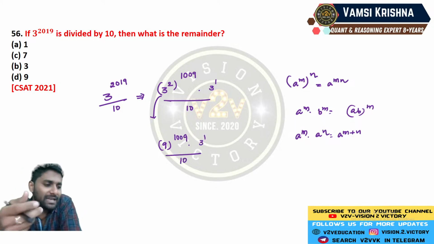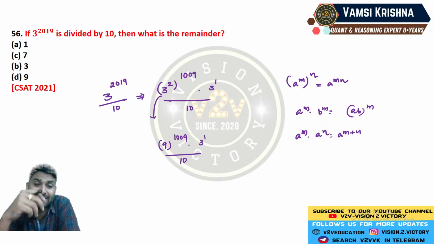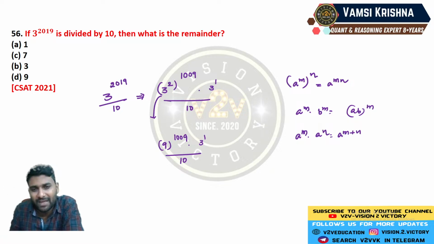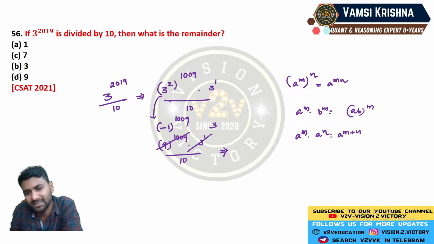Now, what is the meaning of 9 power 1009? It means 9 is repeated 1009 times. Each 9 divided by 10 leaves remainder minus 1. So if 9 is divided by 10, repeated 1009 times, the remainder is minus 1 whole power 1009. And 3 power 1 divided by 10 has remainder always 3. Now, the final remainder: minus 1 whole power an odd number is always equal to minus 1, which is multiplied by 3. So finally the remainder is minus 3.